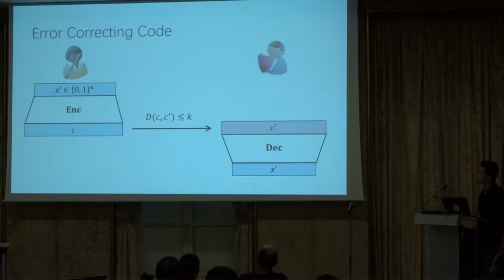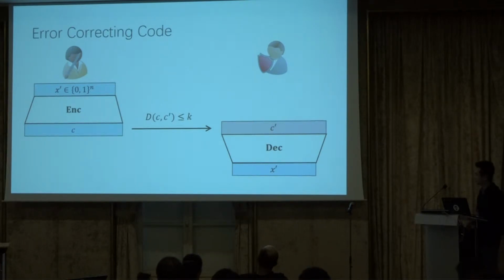The second problem we study is the error correcting code. It is closely related to the previous problem. Suppose you have two parties, and one party has a string x prime of length n, and you want another party to learn this string x prime. The two parties are linked by a noisy channel. To achieve this, one party first encodes her string x prime into a longer string c, and we call this longer string c a code word.